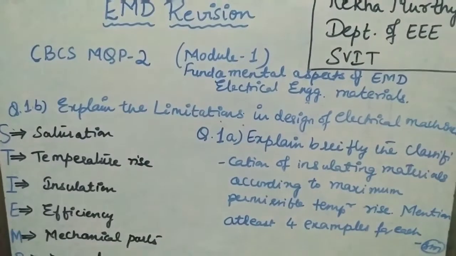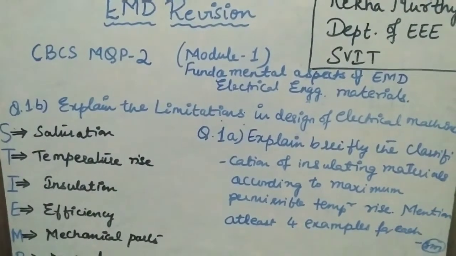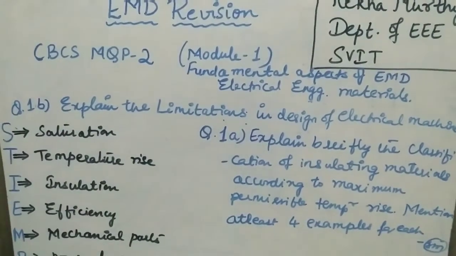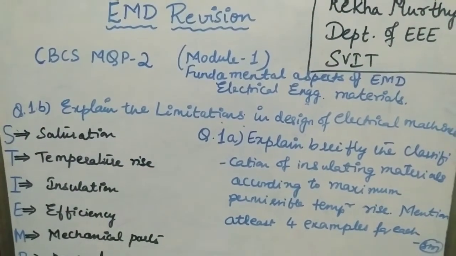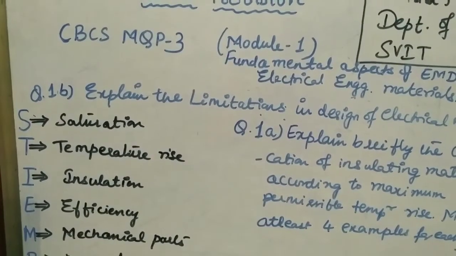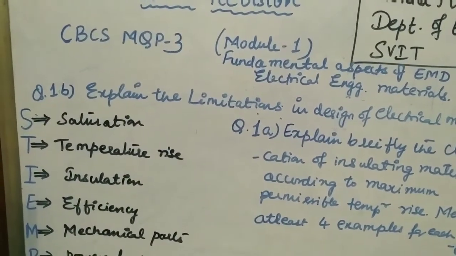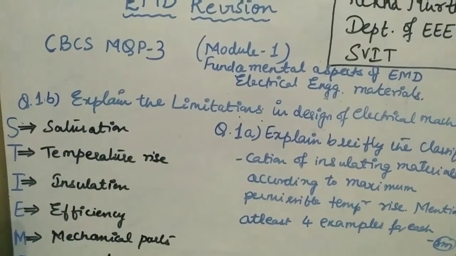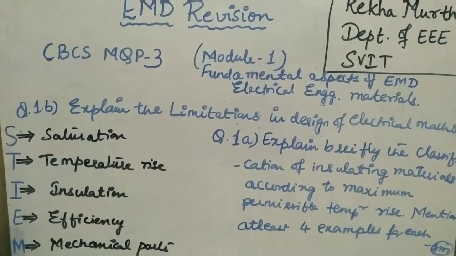Next, the B question, as we just discussed, the same question has been repeated, that is, explain the limitations in the design of electrical machines. Similarly, in model question paper 3 also, the same question has been asked, which had been repeated in model question papers 1 and 2.